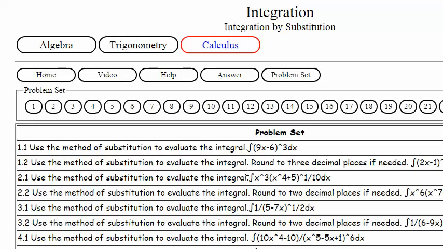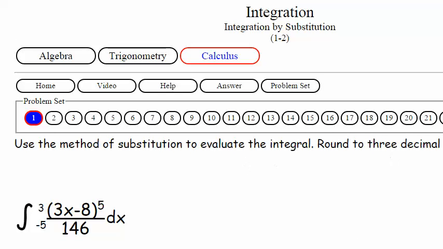Let's click on there. And I believe we're going to be doing this one here, 1.2. Whoa, what is all that? Let's round it. What does it say? Round to 3 decimal places. The integral from -5 to 3 of (3x minus 8) to the 5th over 146 dx. Alright, so we got that written down. Use the method of substitution to evaluate the integral. Got that?